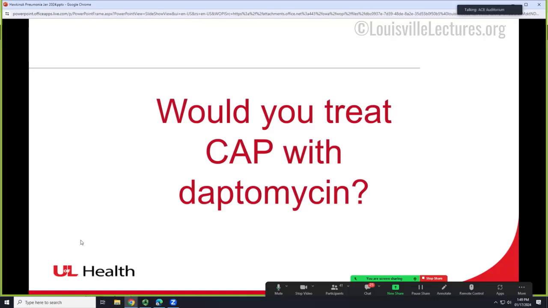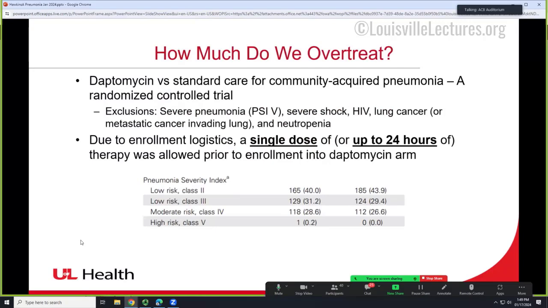No is the right answer, right? No. Daptomycin is inactivated by lung surfactant. We don't treat lung infections with it. Fun fact, they didn't know that when they first found daptomycin, when they were studying it for community-acquired pneumonia.